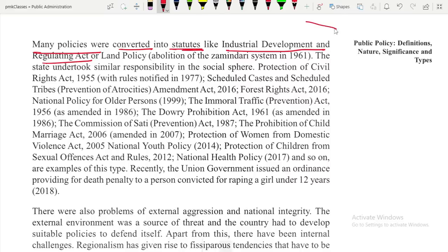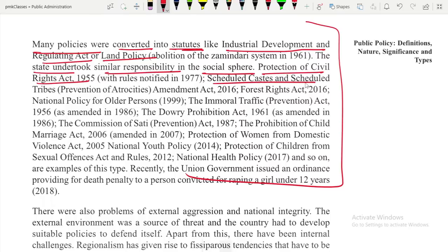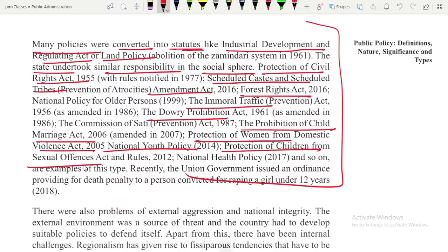Okay, these are some of the policies. Now we will see one by one. So land policy. The state undertook similar responsibility in the social sphere: protection of civil rights, Scheduled Caste and Scheduled Tribe Amendment Act 2016, then Foreign Rights Act 2016, immoral traffic, Dowry Prohibition Act, the Prohibition of Child Marriage Act, then protection of women from domestic violence, National Youth Policy, protection of children from sexual offenses, National Health Policy, and so on.